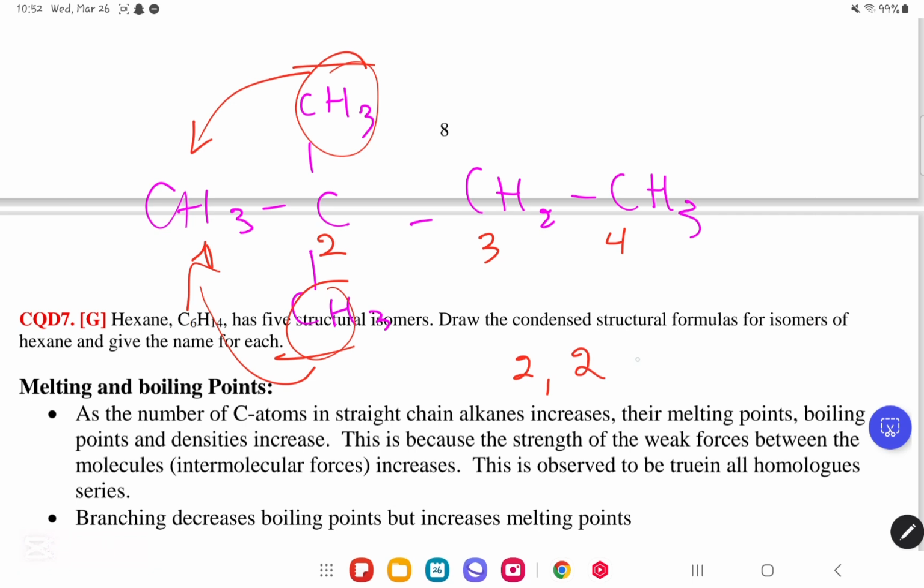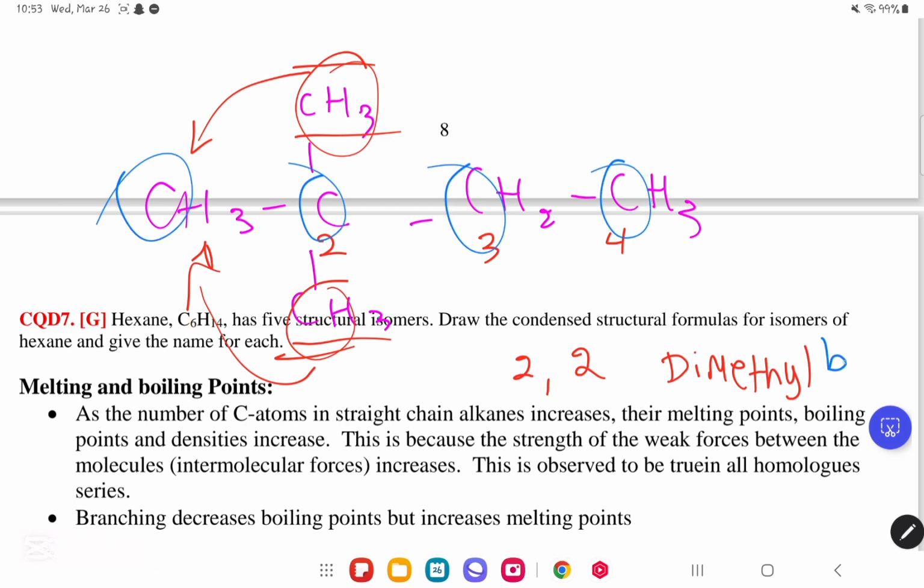And then we will put a dash. I think there's also no need for a dash. But because we're dealing with 2 branches, and they are both the same, they are both methyl, we are gonna say dimethyl. Okay? And then finally, we will go to the skeleton and we're gonna count how many carbons. We have 1, 2, 3, 4 carbons. So then it's gonna be butane.